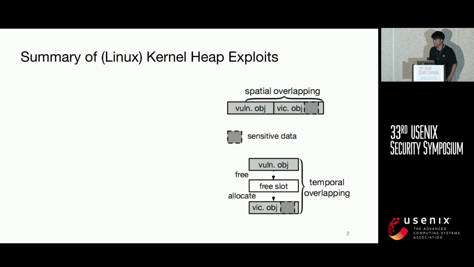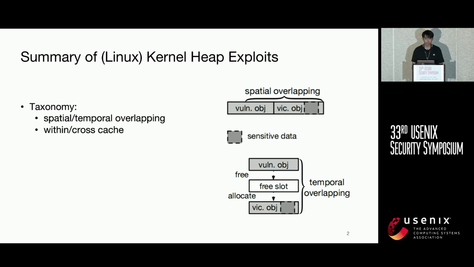Let's see the summary of Linux kernel heap exploits. There are mainly 2 taxonomies based on the initial corruption or exploit techniques. The first is spatial or temporal overlapping. For spatial overlapping, the most common one is out of bound. For temporal overlapping, one example is use after free. And the second is within or cross cache.